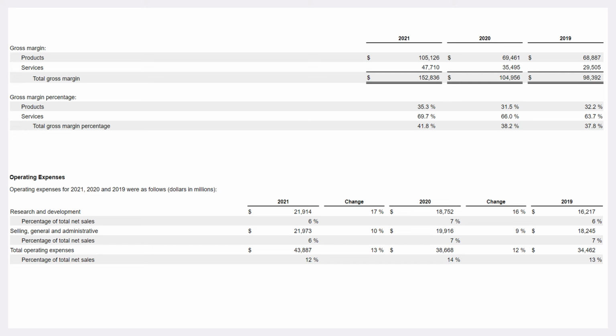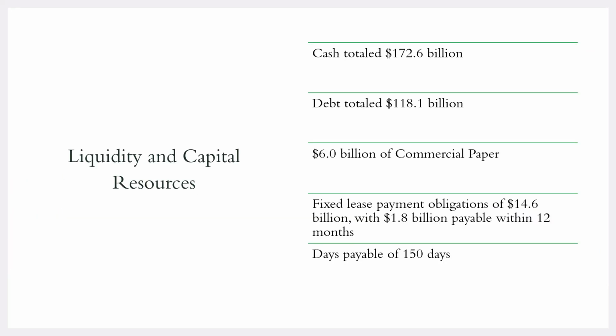Obviously, if you go really into the details in the 10K, they'll outline specific projects on R&D spending, and they'll drill down on the SG&A spending, so you can really get into the nitty-gritty details of what all these numbers mean. The next section of the 10K relating to the MD&A is the liquidity and capital resources section, which I think is also very important.